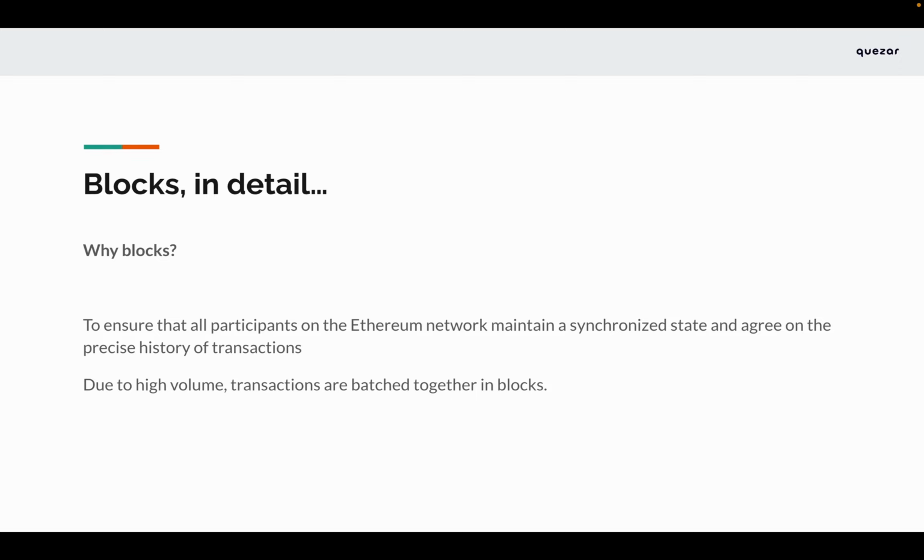So, why do we need blocks? We need blocks to ensure that all of the participants on the Ethereum network maintain a synchronized state of EVM and agree on the precise history of transactions. All of the transactions that have happened up until now on the Ethereum network, all of the Ethereum nodes would contain data about it. The data would be in the form of a simple transaction, that is, A gave something to B, and all of these transactions are clubbed together in the form of blocks because they are very high in volume, and these blocks are then chained together using cryptography so that we have an open immutable ledger of transactions.